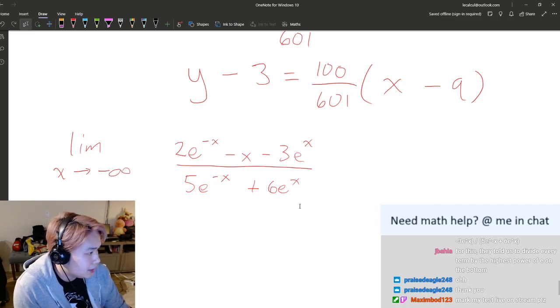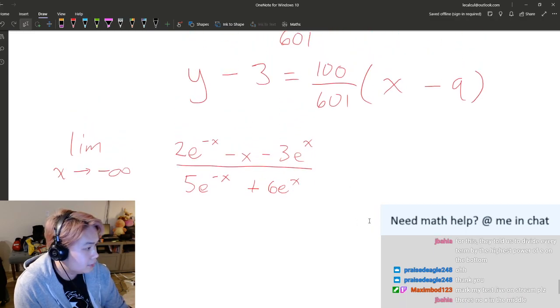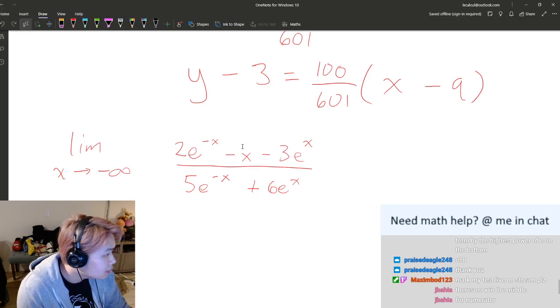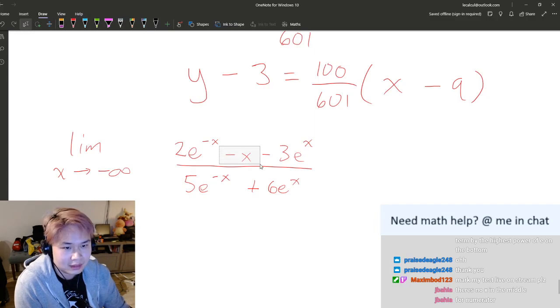Okay, for this, they told us to divide every term by the highest power of e on the bottom. There's no x in the middle for the numerator. Oh, I see. Okay. Like this.